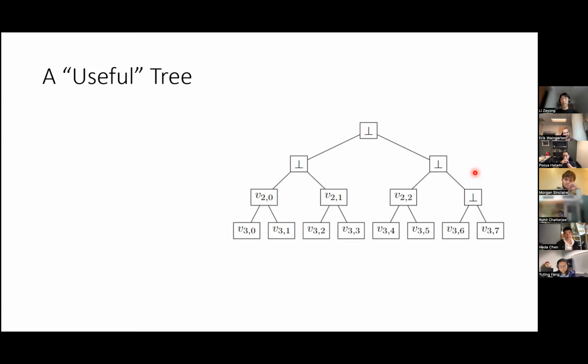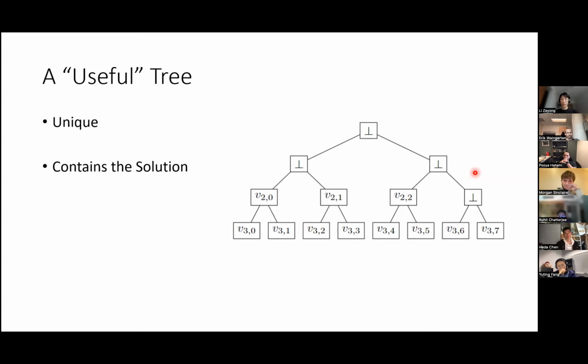And I claim that this tree is very useful. So here are some properties on why it's useful. So first of all, this tree is unique in the sense that it's generated from executing the algorithm. And the algorithm itself is deterministic. Every step we run is fully deterministic. So this tree that is generated is unique.